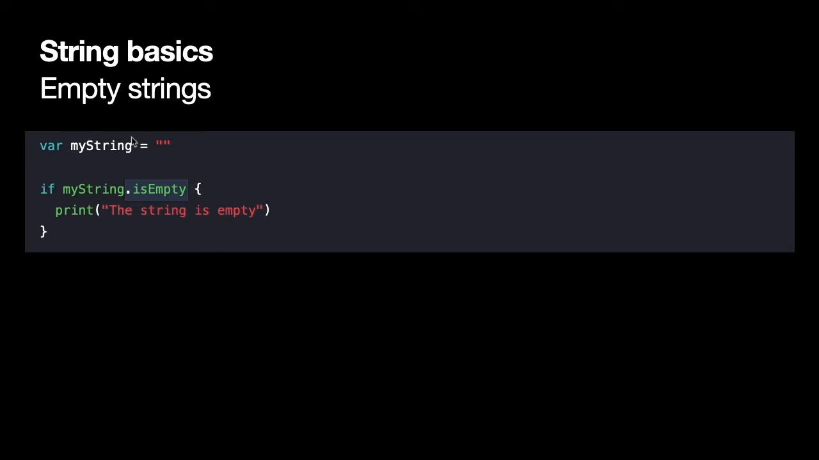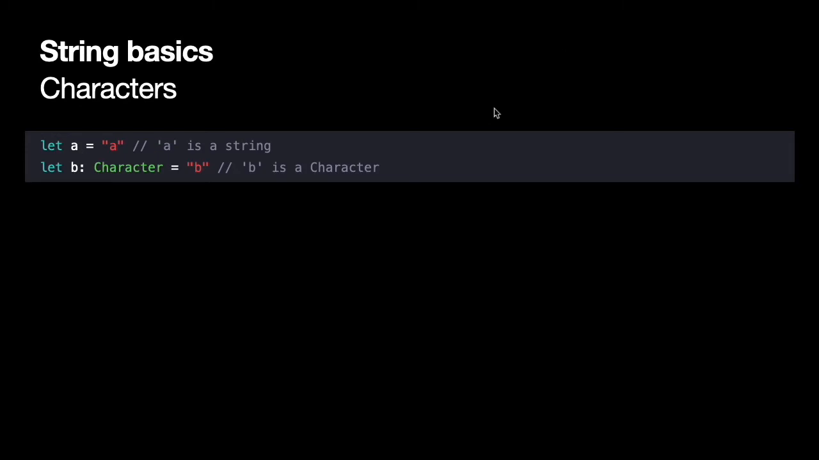In fact, a string cannot be nil. If you wanted a nil string, you would have to have something called an optional string, which is something we will learn about later. A string is composed of characters.